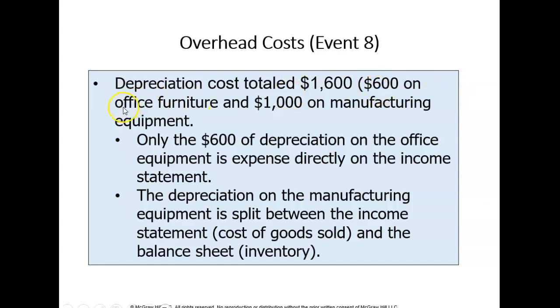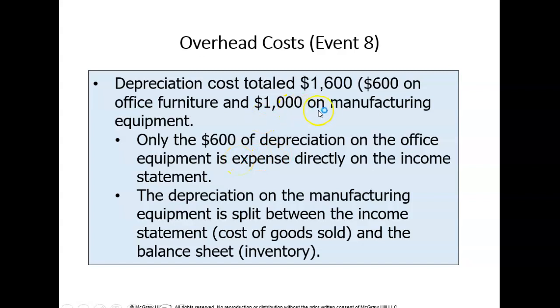$600 was on office furniture and $1,000 on the manufactured equipment. So now you're asking yourself, here we have this depreciation cost. We're asking what portion of the cost will be product cost, what portion will be what we call period cost. Well, the 600 office furniture had nothing to do with making the actual product, right? So those costs will be a period cost. They're going to be expensed right away on the income statement.